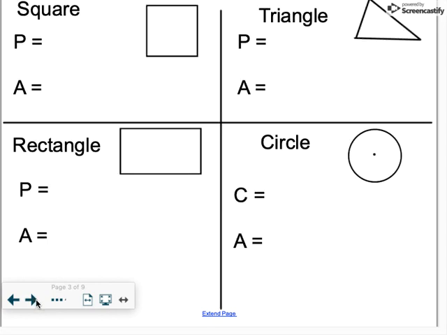So to start with, we have some of our basic shapes that we deal with, ones that we see the most often. So start with our square. What we know about a square is that all 4 sides are the same length. So I'm going to label this S for side length. We know that all 4 of those sides are the same.